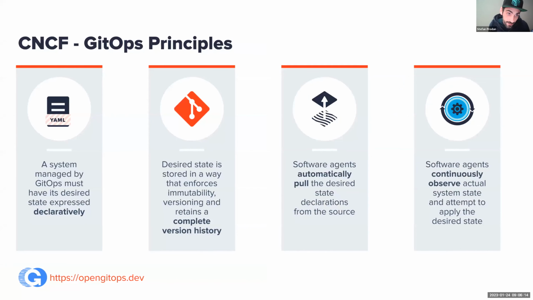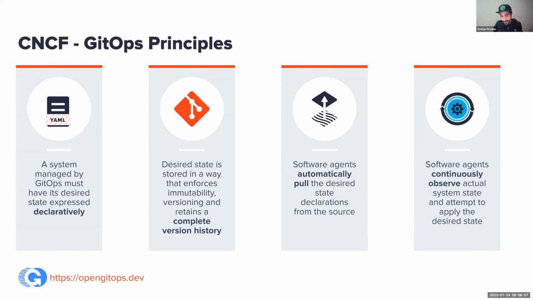Now, CNCF has a GitOps working group made out of several organizations and interested people, and they came up with a set of GitOps principles that not only Flux, the tool that I am working on, but also others, Argo, Jenkins X, and there are so many other tools in this space, all of them try to subscribe to these principles. And these are, first, for a system to be managed by GitOps, you need to have this desired state expressed declaratively. And what this means for Kubernetes is you have YAMLs in a Git repo.